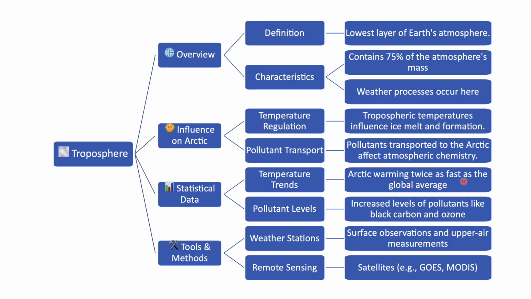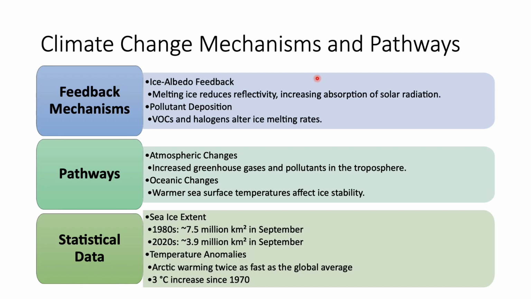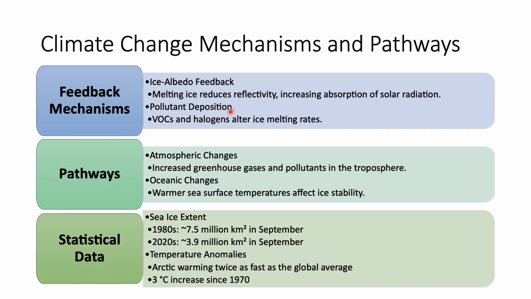Similarly, the Arctic is warming twice as fast as the global average, which is the trend we are actually observing. Similarly, increased levels of pollutants like black carbon and ozone are being deposited in the Arctic region. We can study all these things using weather stations and remote sensing. What are the climate change mechanisms and pathways? Basically, there is one thing called the feedback mechanism. Ice albedo effect: the melting of ice reduces the reflectivity, which increases absorption of solar radiation. So, solar radiation is actually responsible for much of the halogen chemistry. Similarly, pollutant deposition, especially of VOCs and halogens, alters the ice melting rates.